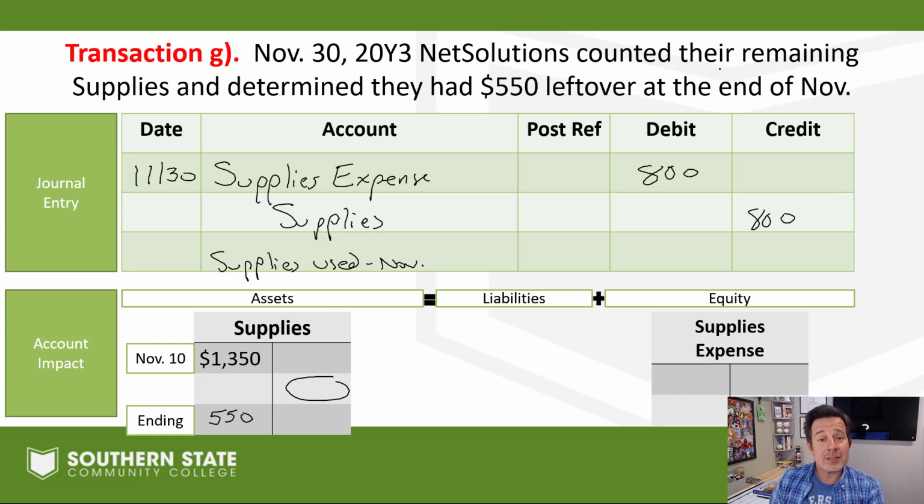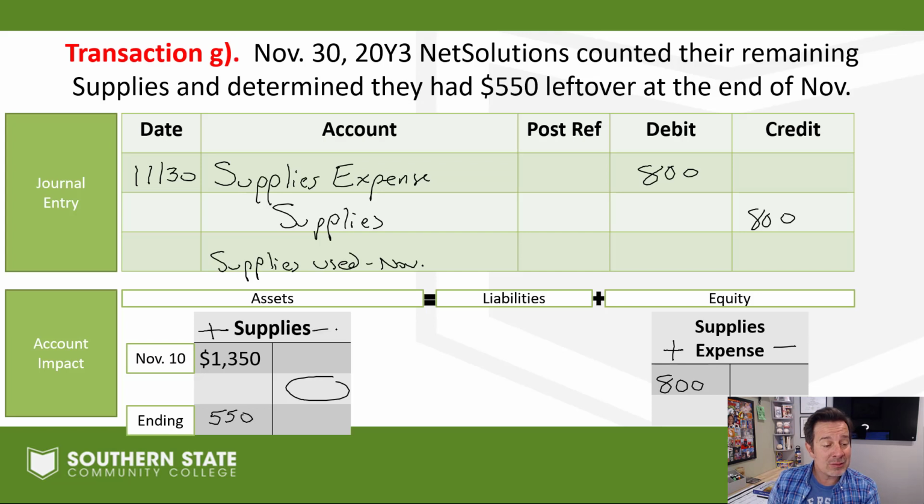So there's our entry. You can see I've got a debit to supplies expense, $800, a credit to supplies, the asset account, for $800, supplies used in November. Now, why did I put that on the debit side for supplies expense? Supplies expense is an expense account. We know they always go up on the debit side.